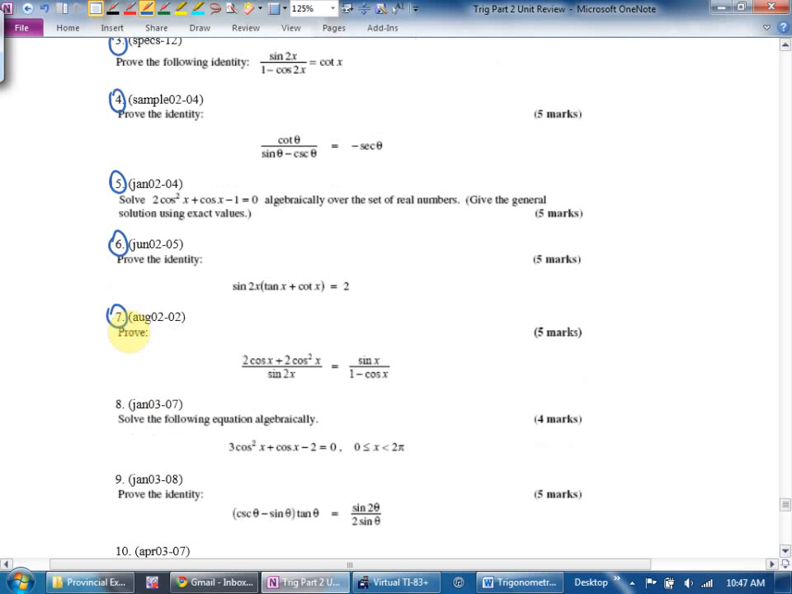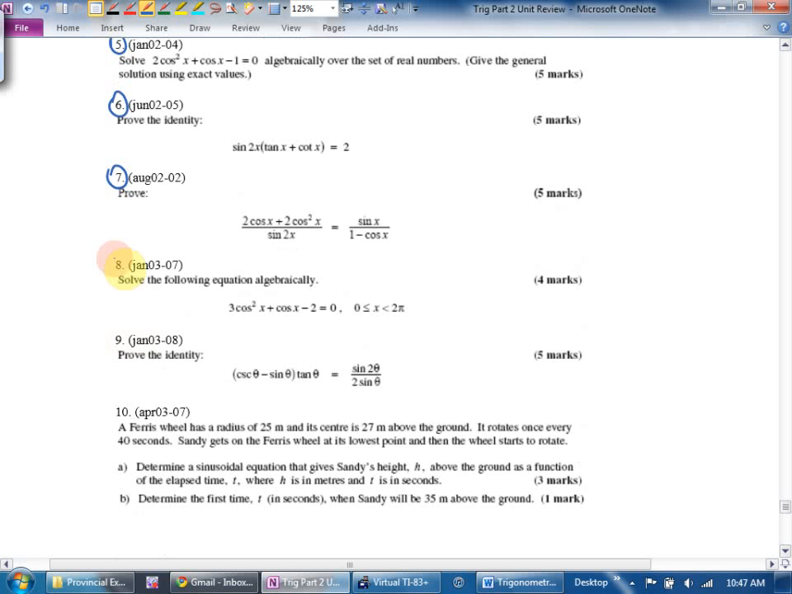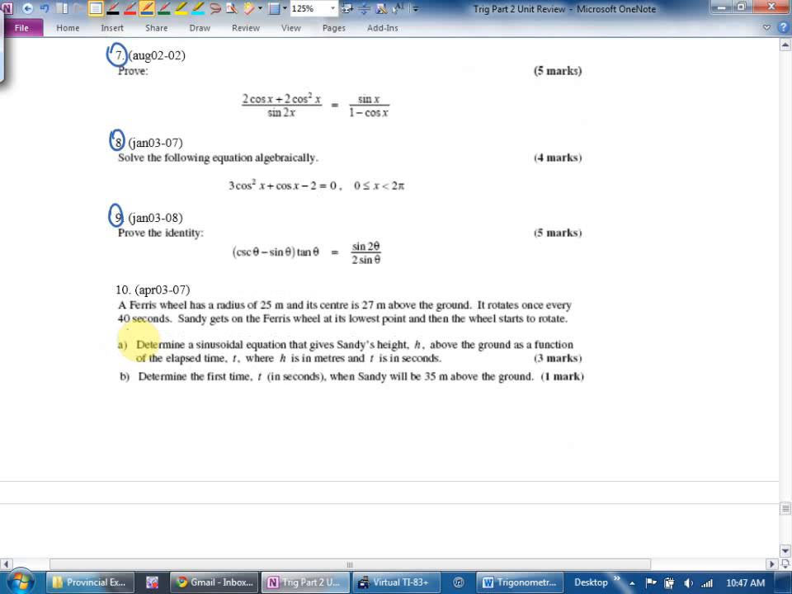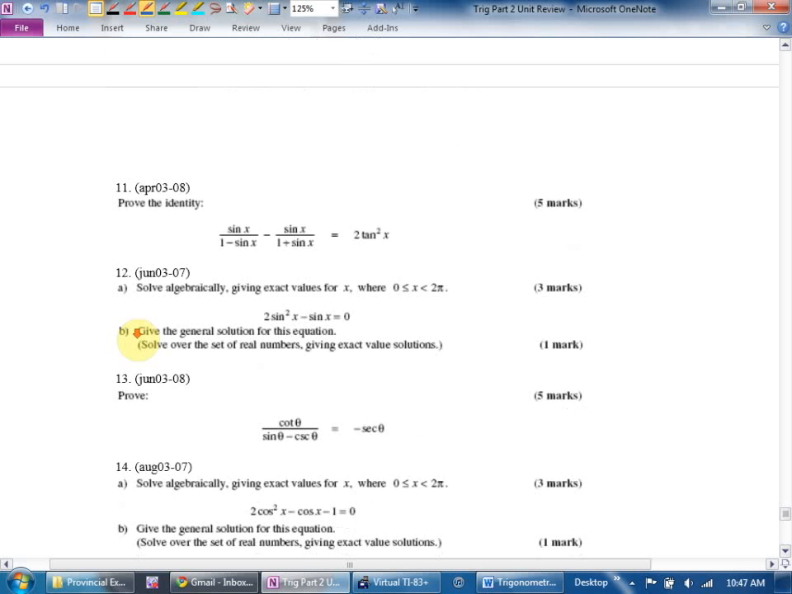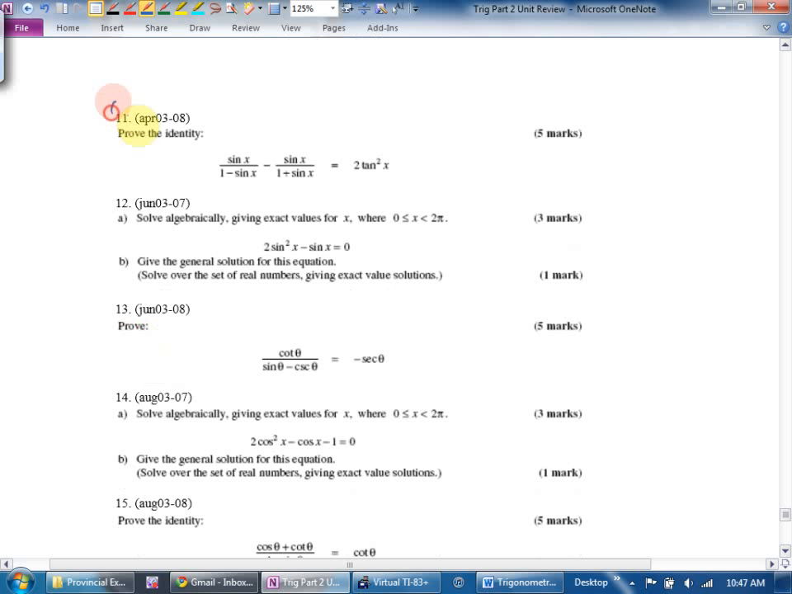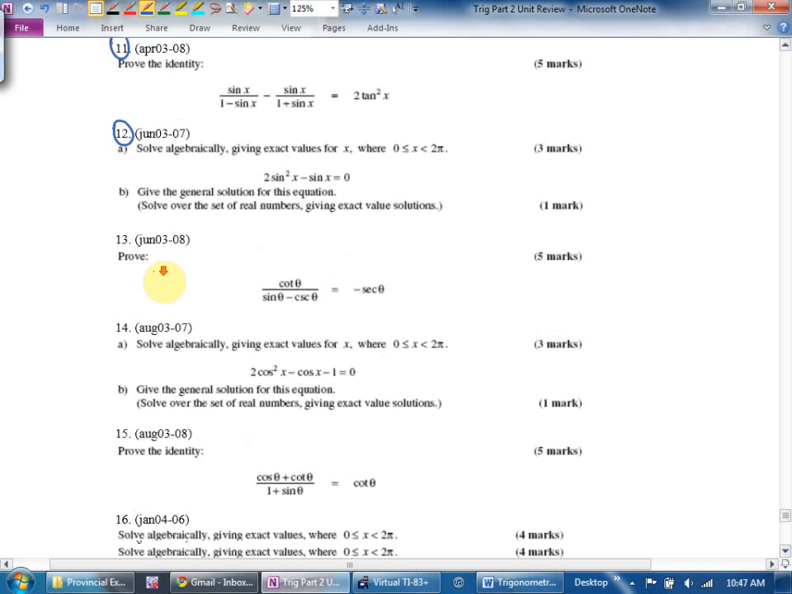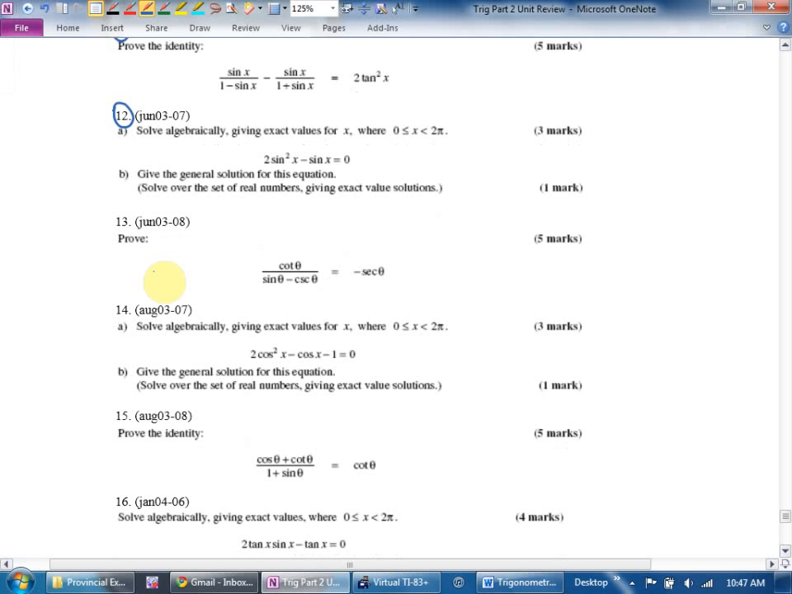And again, are all these due tomorrow? No. But by the time we get to the test, this is what you'll have worked on. Most, it's going to be almost all of the written. Eight is good. Nine is good. Eventually 10, but not yet, because I haven't done applications. 11, lovely identity. 12, solve algebraically quadratic trig equation and a general solution. Is number 13 an identity? Man, that's fair game.